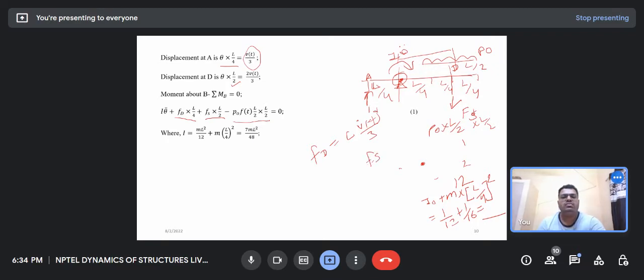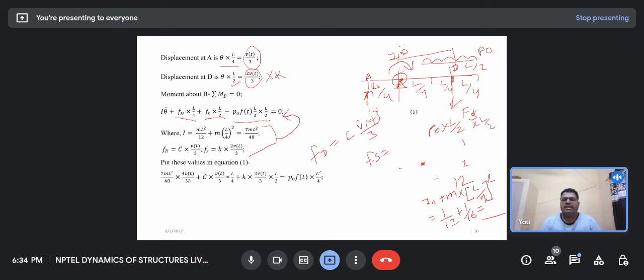And same for the Fs. If you calculate the displacement at point D, the displacement is 2V by 3, and we multiply it with K, so that comes down to the spring force. So Fd and Fs come out to be C into V dot T divided by 3, and Fs is K into 2VT divided by 3. Now we put these two values in the equation.